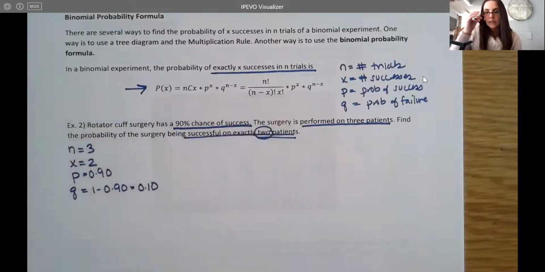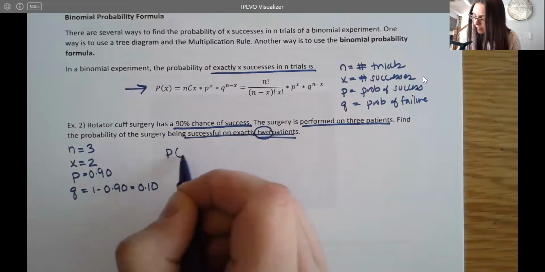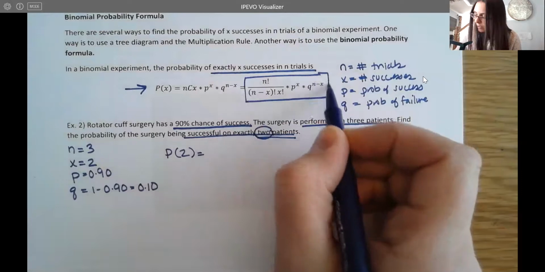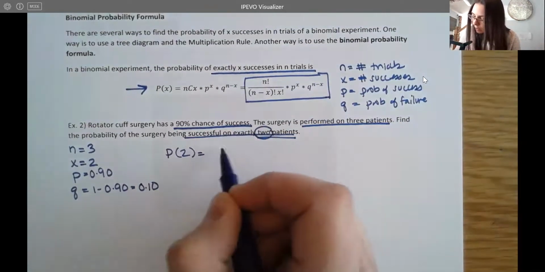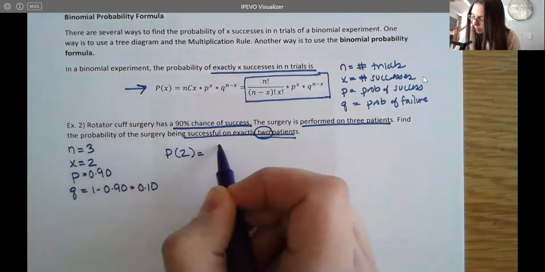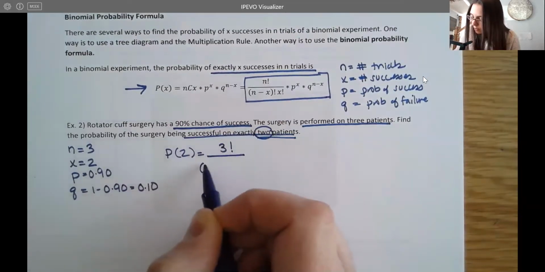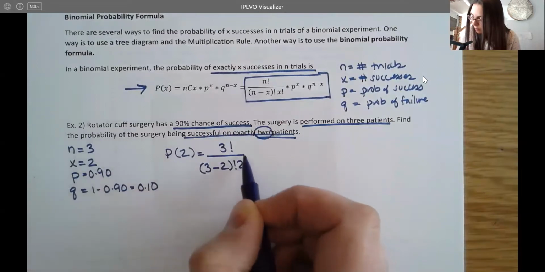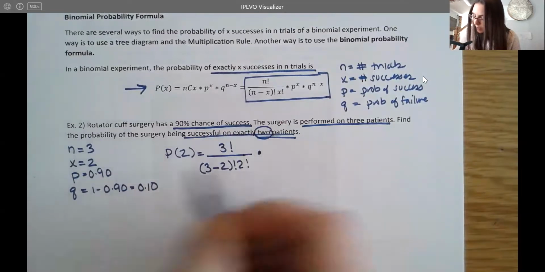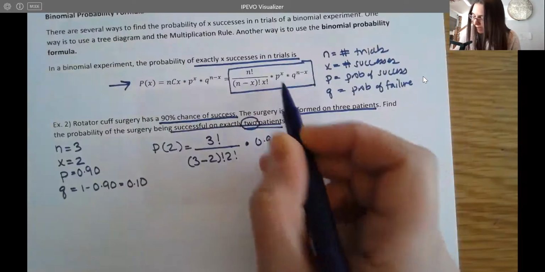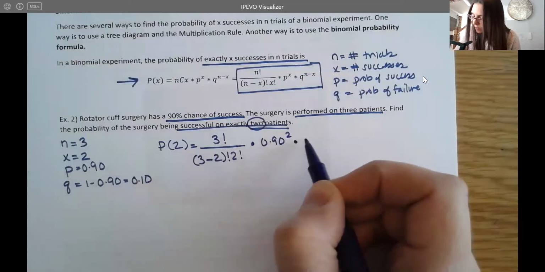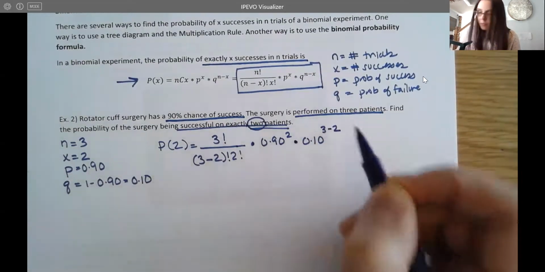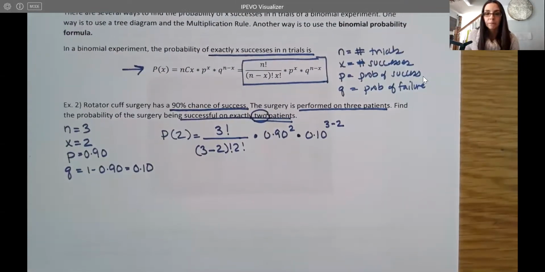So let's go ahead and use this formula. So the probability of having 2 successes, and I'm actually just going to jump right over to this part here, because everything is all nicely written out for me. Now our N is 3, so it's going to be 3 factorial over 3 minus, and then our X is 2, times, now P is 0.90, and again, X is 2, and then Q is 0.10, and then I'm looking at 3 for N and then 2 for X. So this is what my formula looks like.